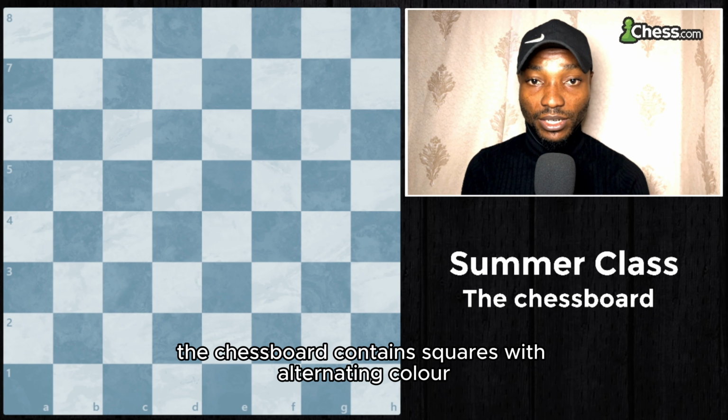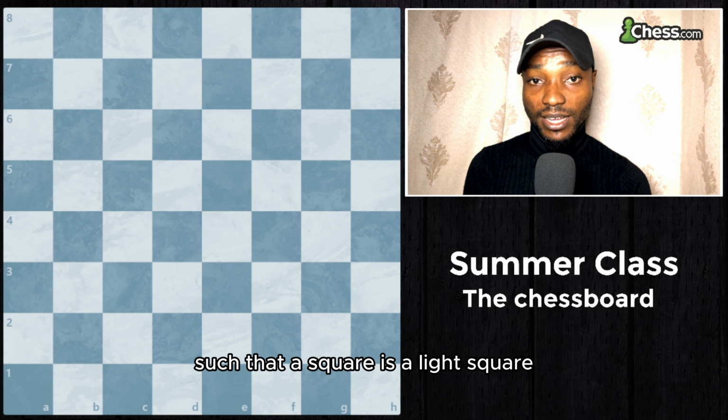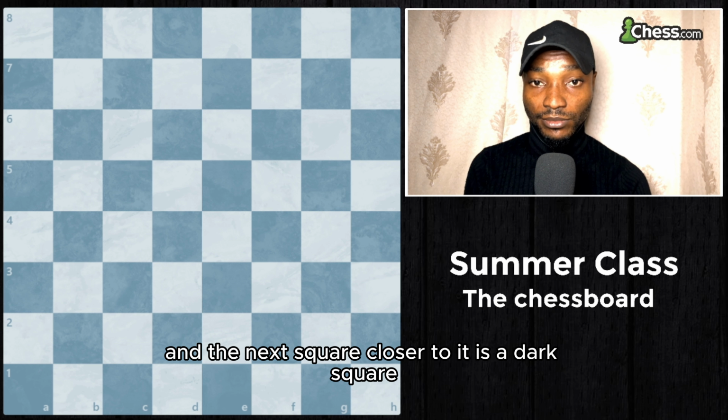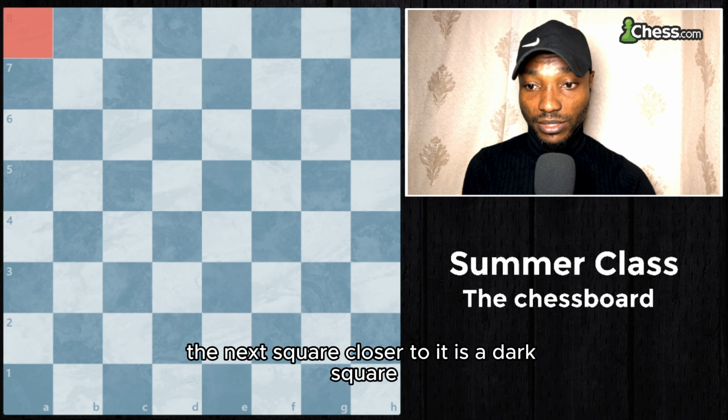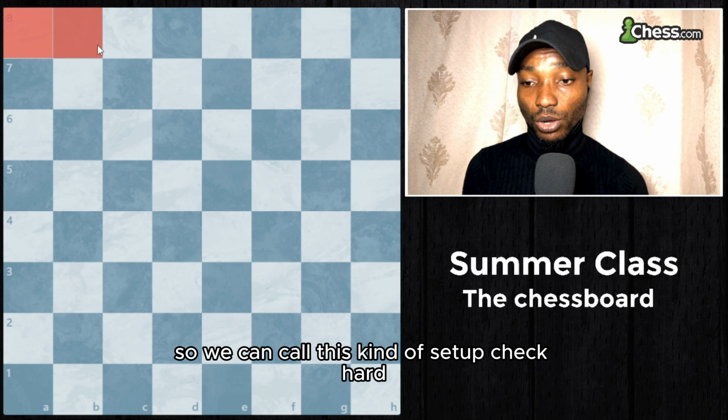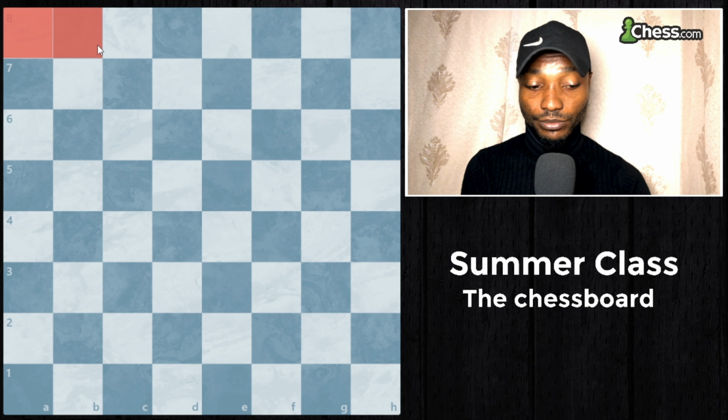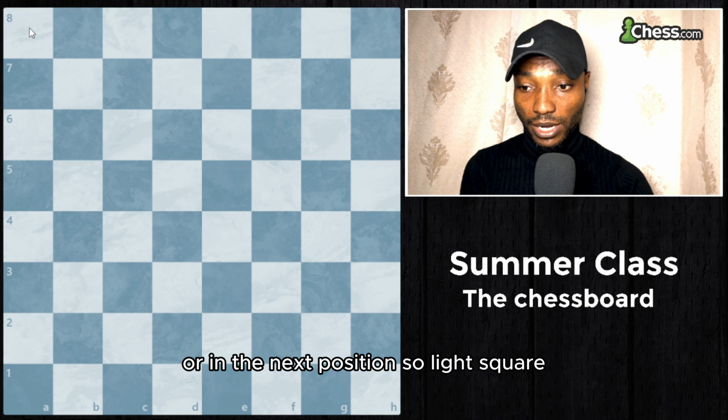The chessboard contains squares with alternating color, such that a square is a light square and the next square closer to it is a dark square. This is a light square. The next square closer to it is a dark square. So we can call this kind of setup checkered because we have alternating colors in the next position. So light square, dark square, light square, dark square.